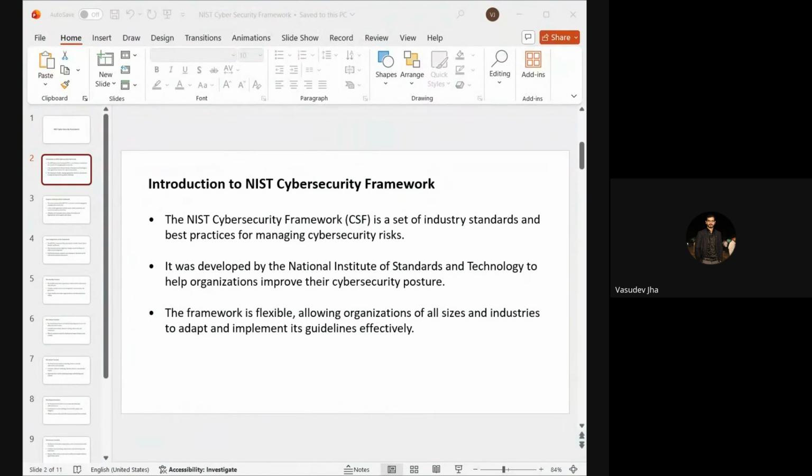So NIST here stands for National Institute of Standards and Technology. Okay. CSF is the Cybersecurity Framework. So we call this NIST CSF. It was developed by the National Institute of Standards and Technology to help organizations improve their cybersecurity posture. Now, this framework is flexible, allowing organizations of all sizes and industries to adopt and implement its guidelines effectively.